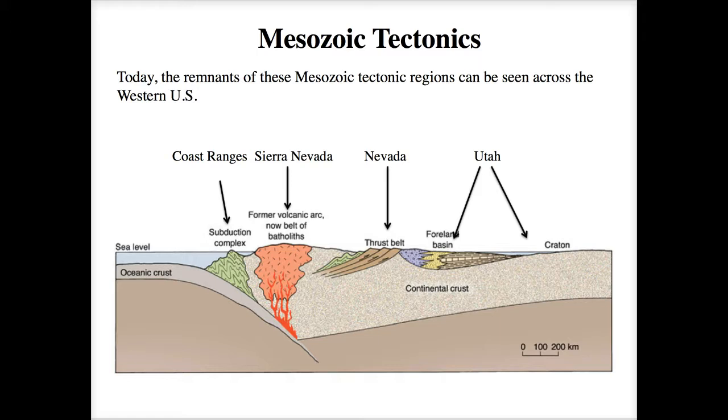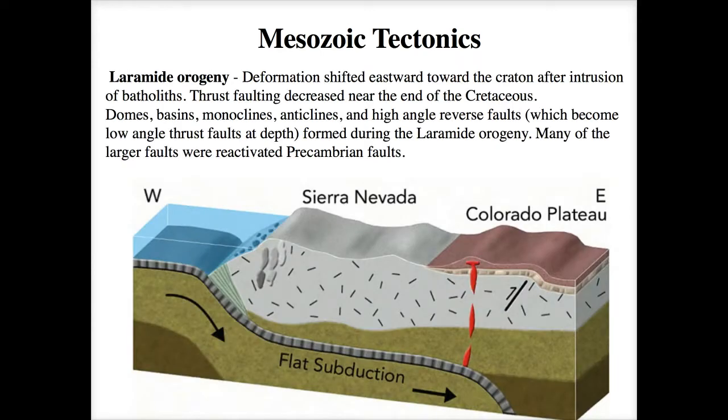Here's a simpler diagram showing about the same thing. So subduction complex, coast ranges of California. Batholiths, of course, eroded down to the Sierra Nevada mountain range. Thrust belts, Nevada, and these almost undisturbed but thick sections of sediment over in Utah. So that was the Sevier orogeny. The Sevier orogeny was the subduction and the fold and thrust belt.